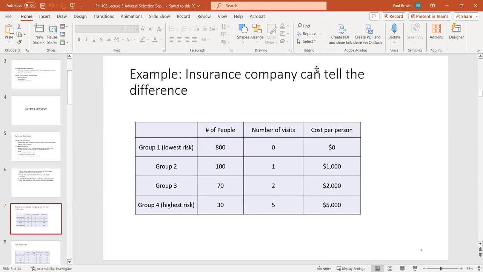So to show you what I mean, let's say that here's the insurance, and they can tell the difference between the four groups. So this is the cost per person. What are they going to charge each group? If they can tell the difference, how much will they charge the low-risk people? How much will they charge group two? 1,000. Group three, 2,000. Group four, 5,000. So if they can tell the difference and they can charge different amounts, then that's what they'll charge.